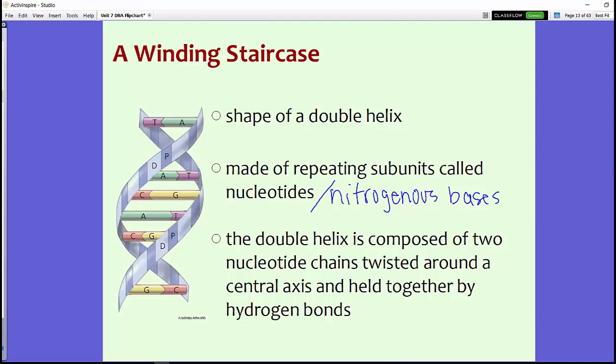The double helix is composed of two nucleotide chains twisted around a central axis, and they're actually held together by hydrogen bonds. We talked about hydrogen bonds when we talked about water way back in the day. These hydrogen bonds are weak bonds. They can be easily broken, but they're strong enough to hold these nucleotides together. So in the picture here, and we'll talk more about this in class, we have these nitrogenous bases held together by these little hydrogen bonds that keep them together, almost like Velcro. They're pretty strong, but pretty weak compared to other types of bonds.